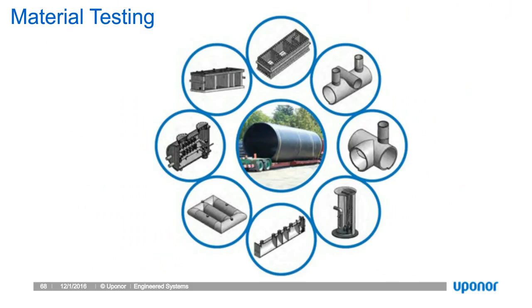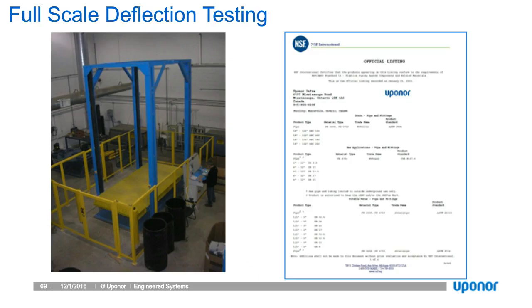But pipe and vessel design and rectangular structure design is all based upon some material testing. Uponor is one of the few companies in the world that has run full-scale deflection testing on all its diameters for all its pipe. We have a full-scale deflection testing facility in our Huntsville location where we'll actually test our pipe, and we have NSF testing.